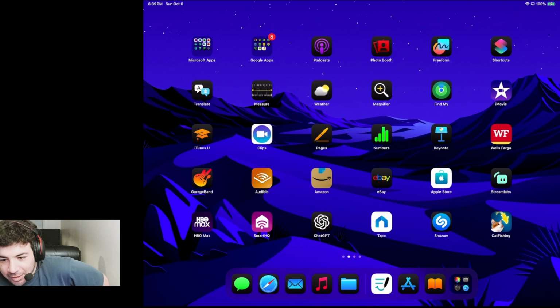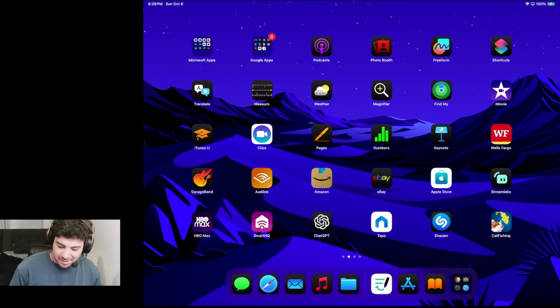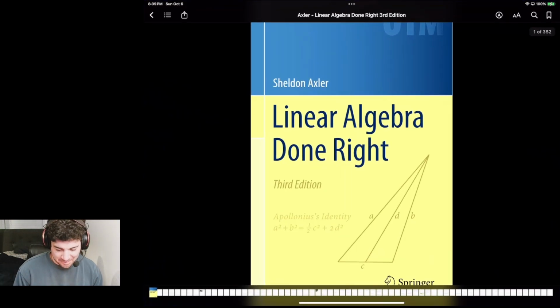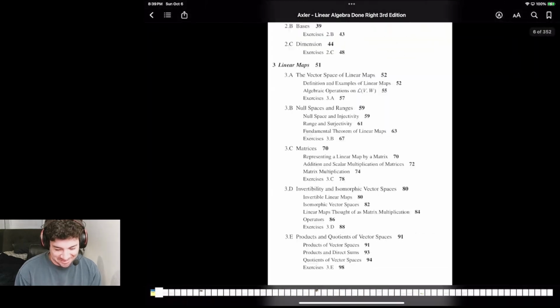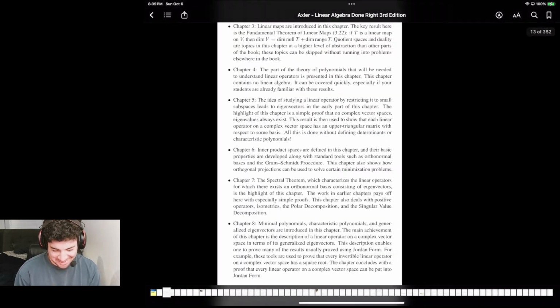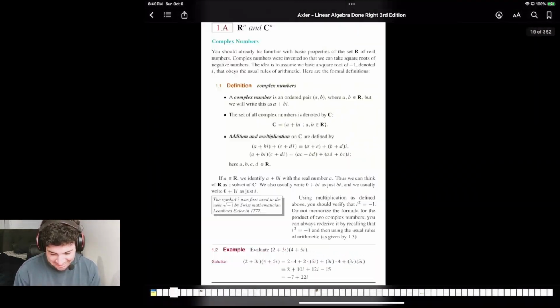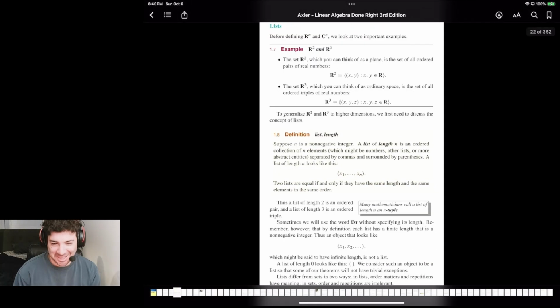I like non-narrating books. I feel like narration confuses me more. Axler's LADR, for instance, or Robert Ash's Basic Algebra. So you don't like when people have dialogue in their book? You just want the definitions and the theorems and bam bam bam.